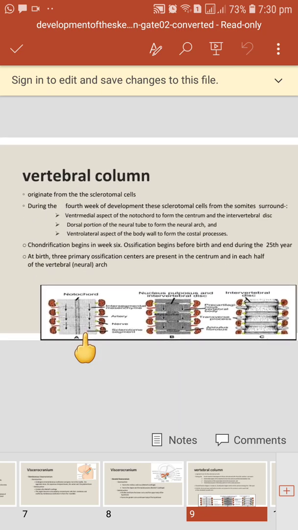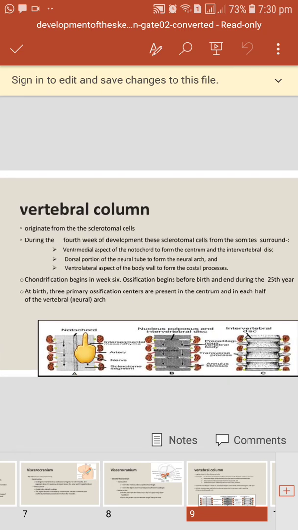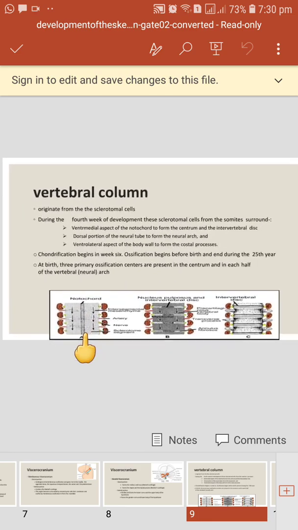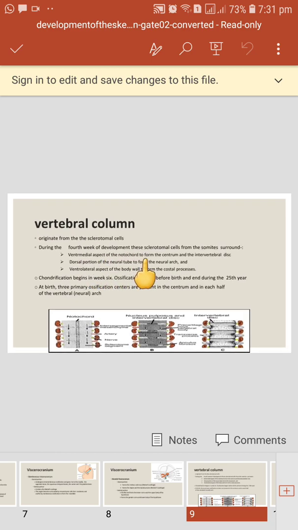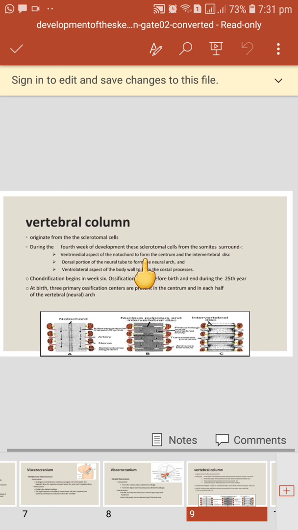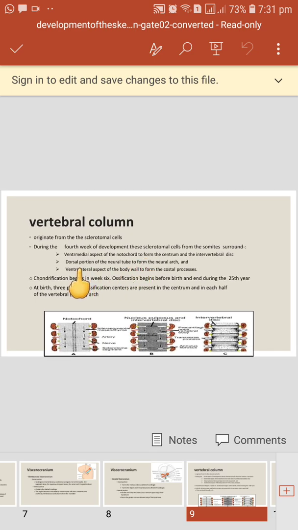Then comes the development of the vertebral column. The vertebral column originates from the sclerotomal cells. During the 4th week of development, these sclerotomal cells form the somites, which surround the ventromedial aspect of the notochord to form the centrum of the intervertebral disc. They will surround the dorsal portion of the neural tube to form the neural arch and also surround the ventrolateral aspect of the body wall to form the costal processes.